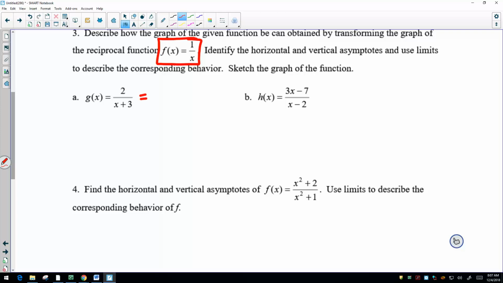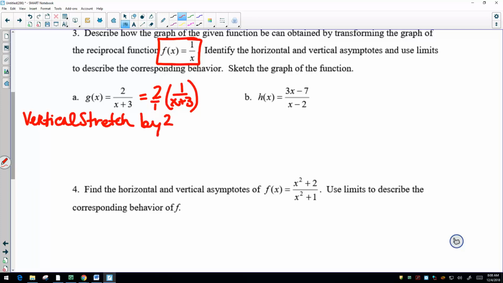This could be rewritten to look something like this. Same idea, because keep in mind when you're multiplying fractions, multiply tops with tops, bottoms with bottoms, just separating it perhaps a little bit so we can see the transformations a little bit easier. So that 2 that we just factored out would give us a vertical stretch by 2. And if I look at the denominator, that's telling us that we're going to be going left 3 units.